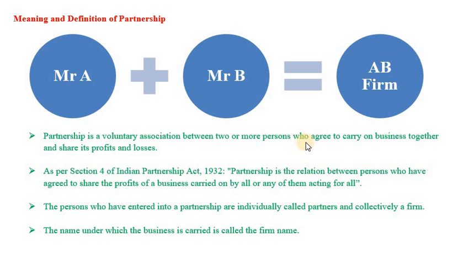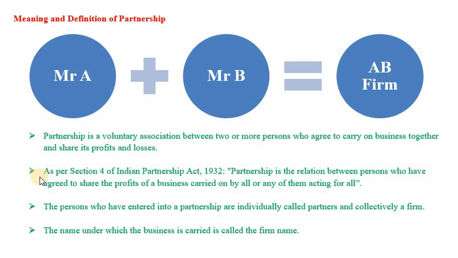Who agree to carry on business together and share its profits and losses. So the intention of AB firm is to carry on business, and with that intention it's able to earn its profits or incur losses. By earning profits it's able to share those profits between A and B, and if it's incurring losses it should be able to share them between A and B. Who have agreed to carry on business together and share its profits and losses.